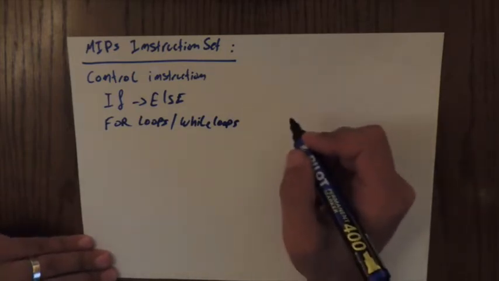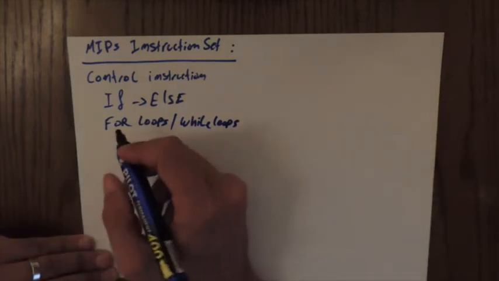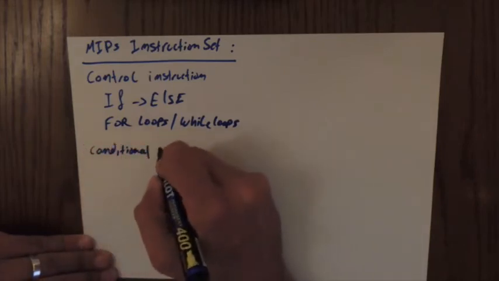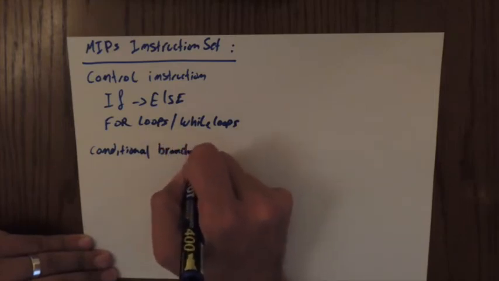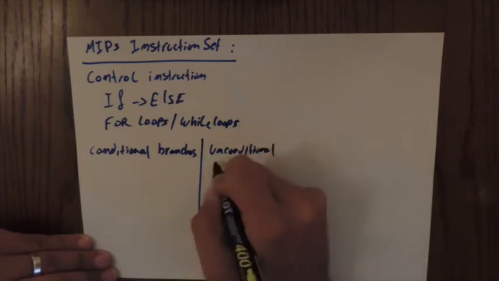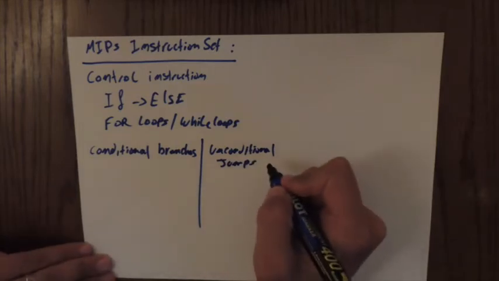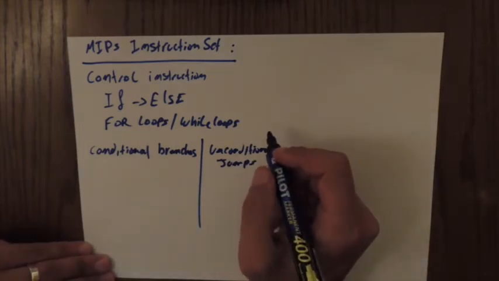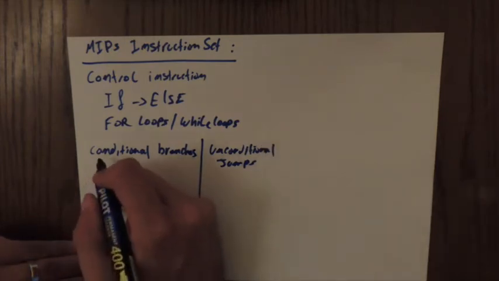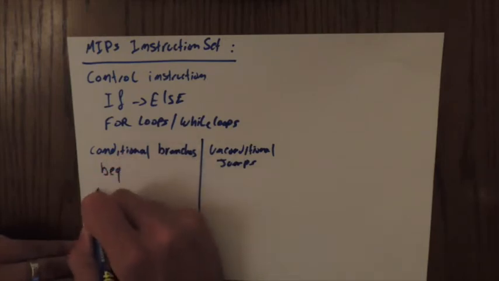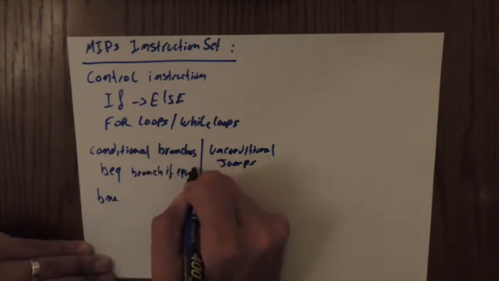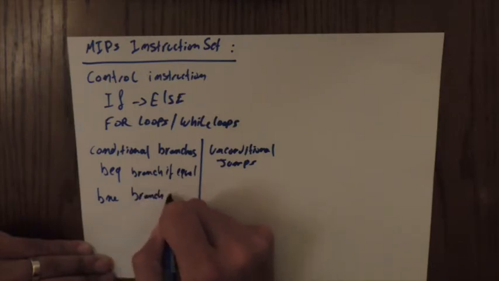For this we have two types of control instructions. They are called conditional branches and unconditional jumps. The conditional branches are based on a certain condition, and we execute the branch if the condition holds. Some of these instructions are branch if equal and branch if not equal.